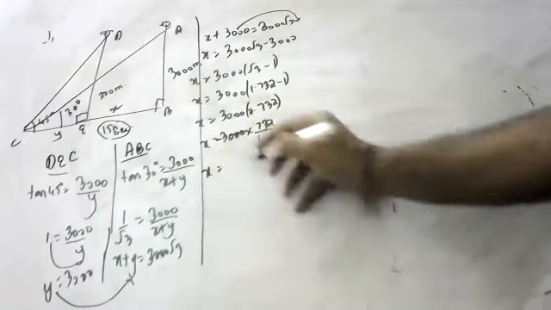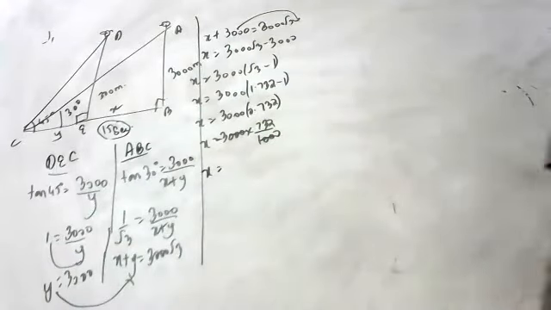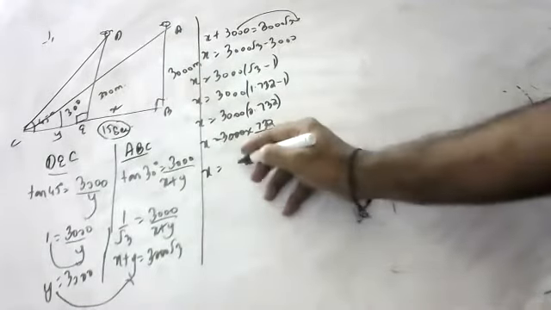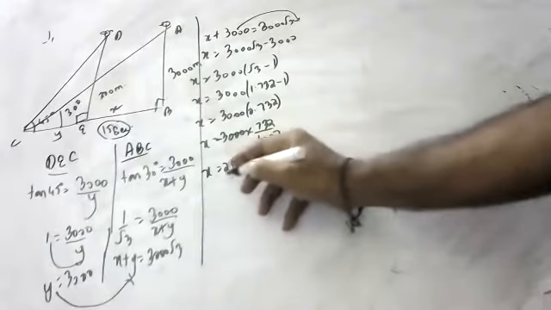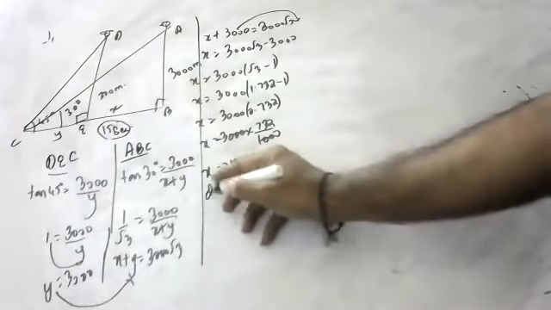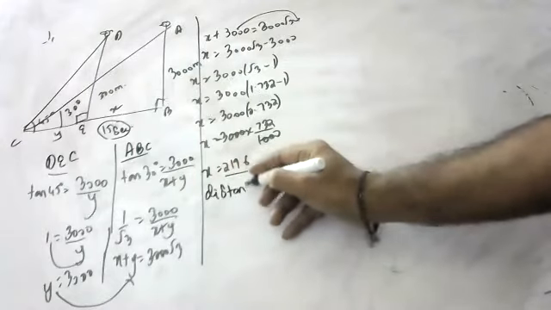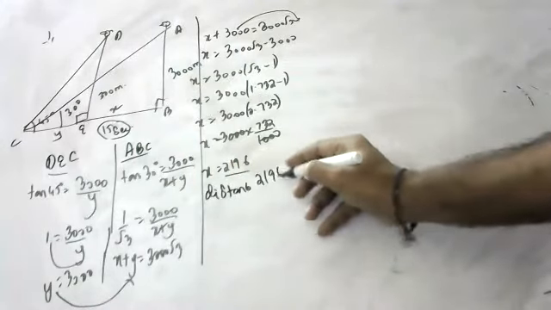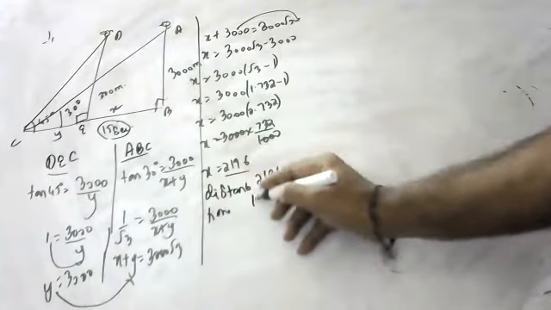x is equal to 3 times 732: 3 times 2 is 6, 3 times 3 is 9, 3 times 7 is 21. This is the distance traveled by the aeroplane in 15 seconds. Distance is equal to 2196. Time is equal to 15 seconds.